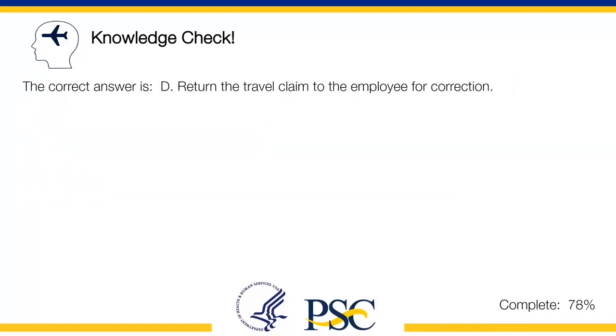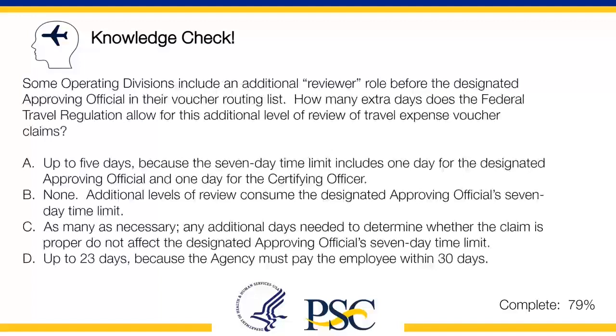The correct answer is D. Return the travel claim to the employee for correction. Some operating divisions include an additional reviewer role before the designated approving official in their voucher routing list.